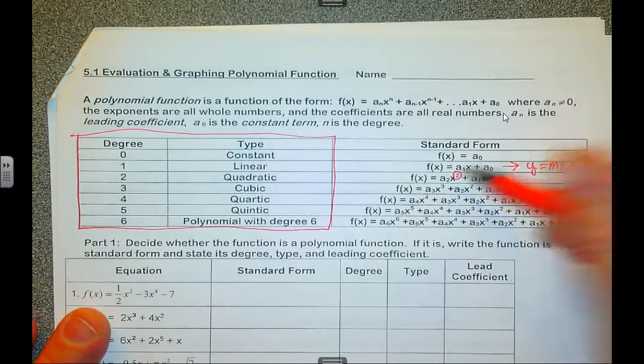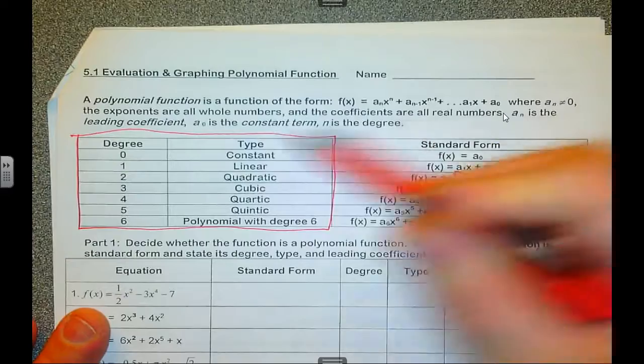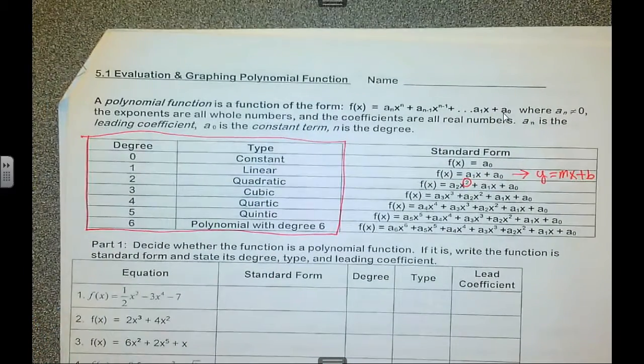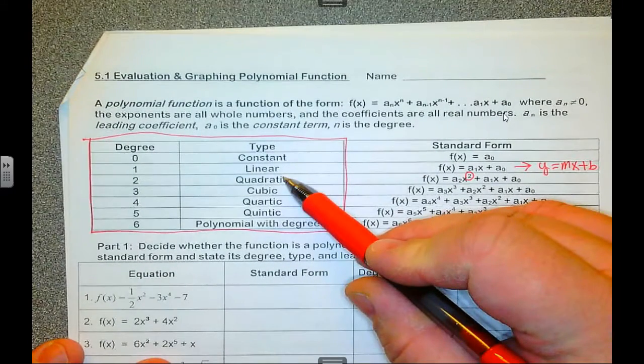the exponent of the variable. So this one doesn't even have a variable, so it's degree 0, and I would just have a constant or a number. So even a number 1 has just degree 0. Linear, dealt with.